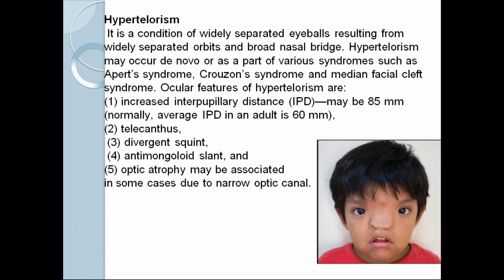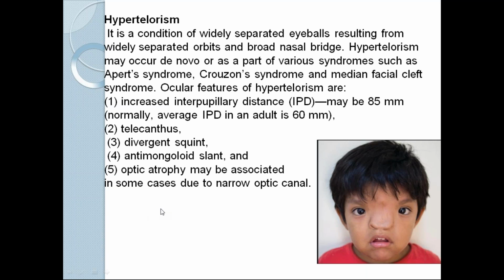The next condition is hypertelorism. So what is hypertelorism? It is a condition of widely separated eyeballs resulting from widely separated orbits and broad nasal ridge. The picture you can see here is a broad nasal ridge and widely separated eyeballs. Hypertelorism may occur de novo or as a part of various syndromes such as Apert syndrome, Crouzon syndrome, and medial facial cleft syndrome, as I told earlier.